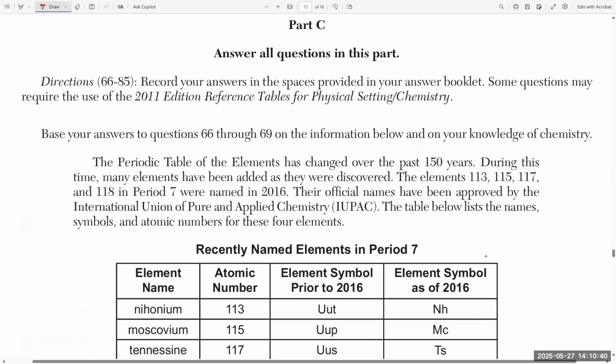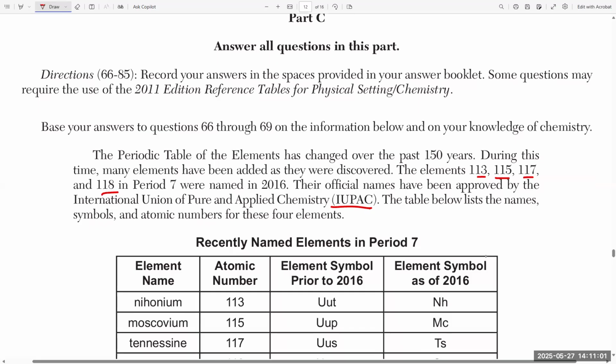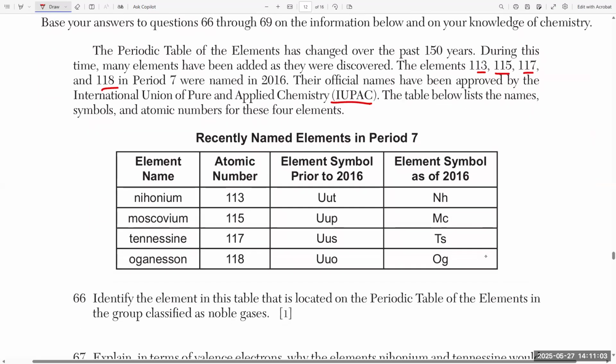The periodic table of elements has changed over 150 years. During this time, many elements have been added. So discovered elements 113, 115, 117, and 118 in period 7 were named in 2016. Their official names have been approved by the International IUPAC, right? Remember I talked about IUPAC? I had no idea what they were. So International Union for Pretty Awesome Chem. It's actually pure and applied chemistry. The table below lists the names, symbols, and atomic numbers.